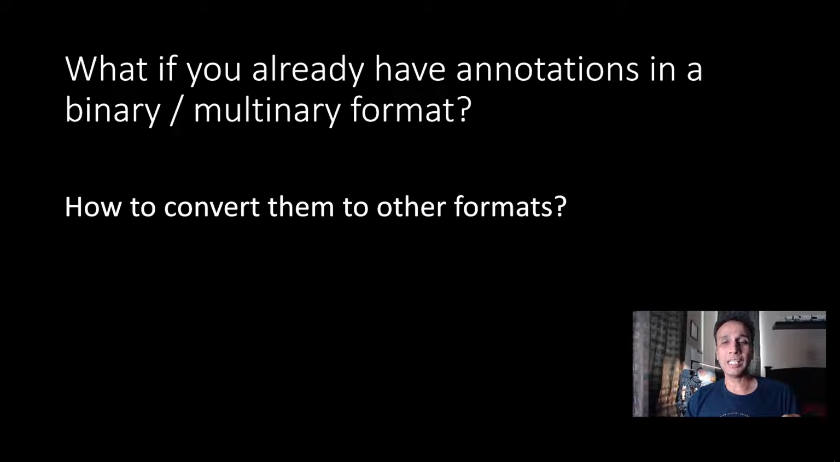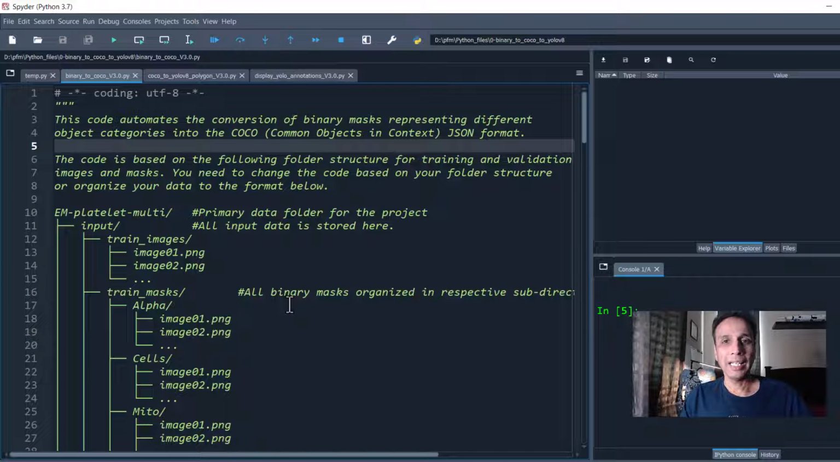This is the essence of this tutorial, and if you think this is what you're here for, then let's go ahead and jump into the code. Let's do this step by step: first let's convert our binary to COCO style, and then let's convert the COCO into the YOLO polygon style, which is basically a bunch of text files. Each text file corresponds to an image.